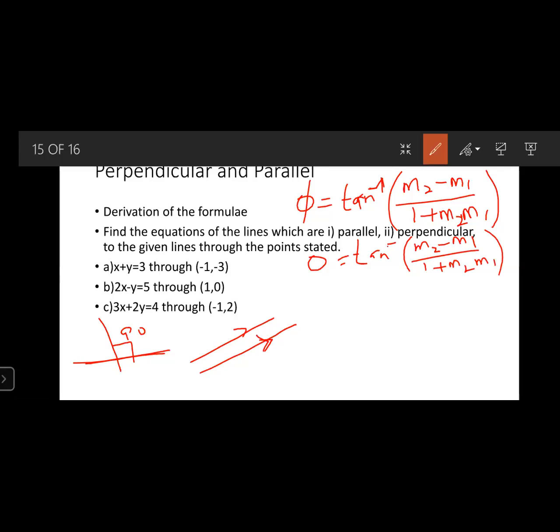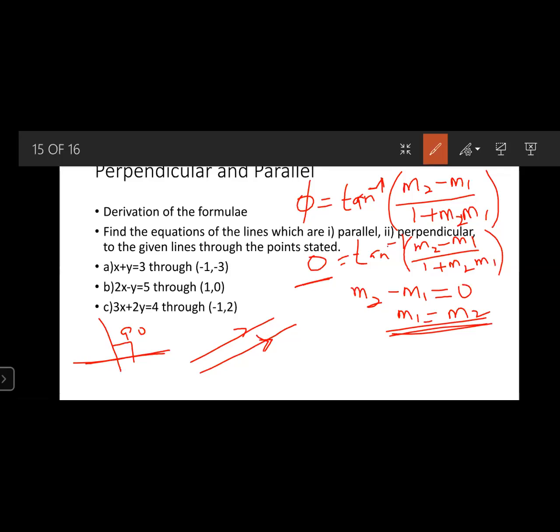So it means this is arctan. If arctan jumps up and comes to this side, it becomes tan, and tan 0 gives us 0. So as a result, you equate all this to 0. When you equate this expression to 0, it means we are going to have M2 minus M1 equals 0. So M1 will be equal to M2. So for two lines to be parallel, they must have the same gradient.